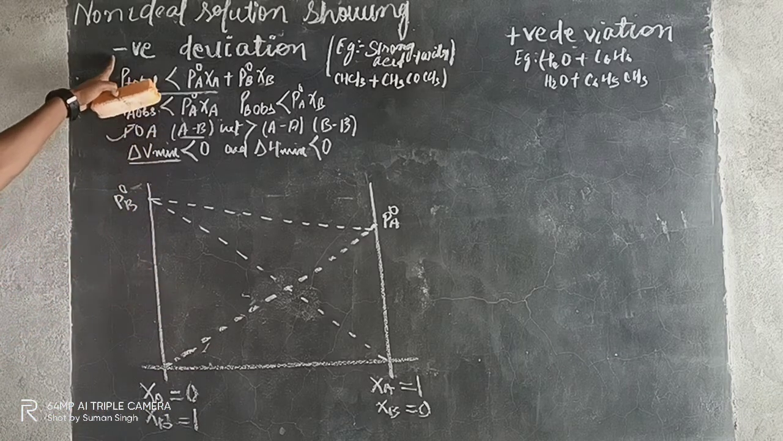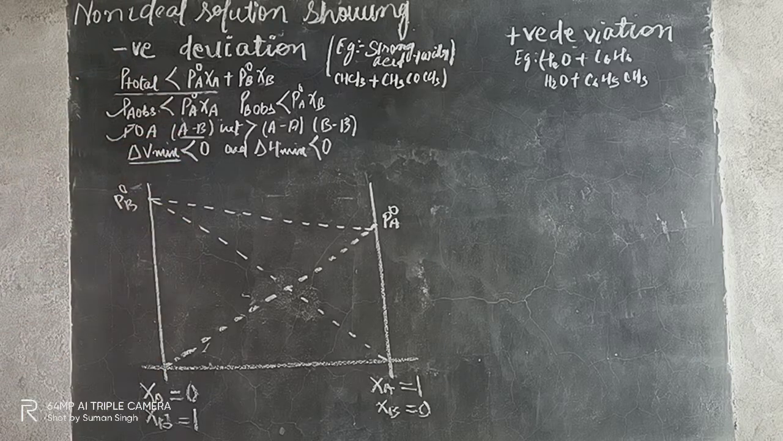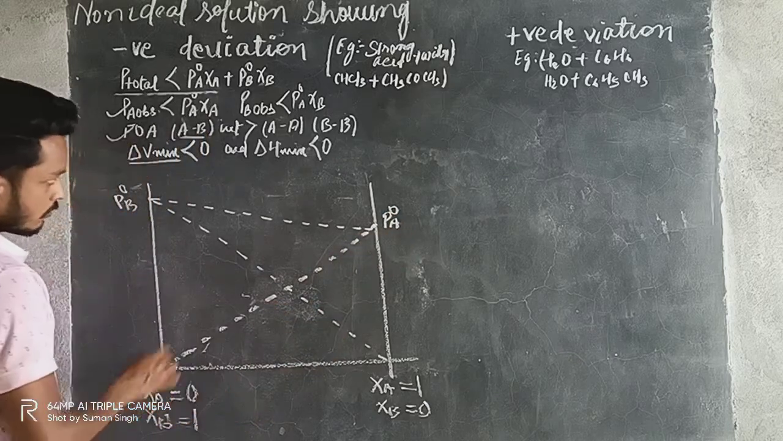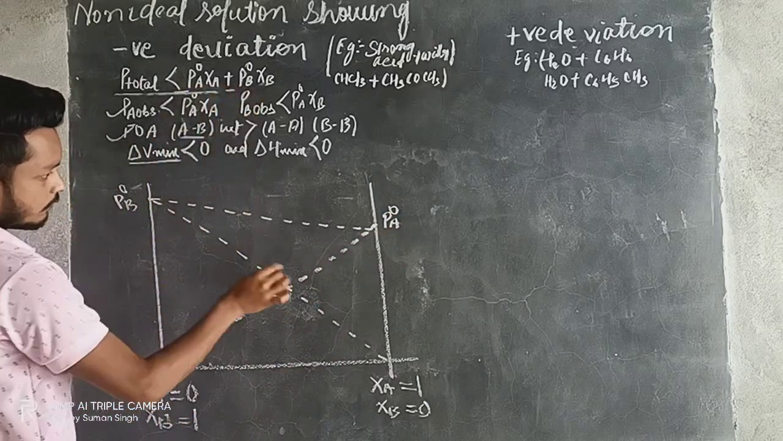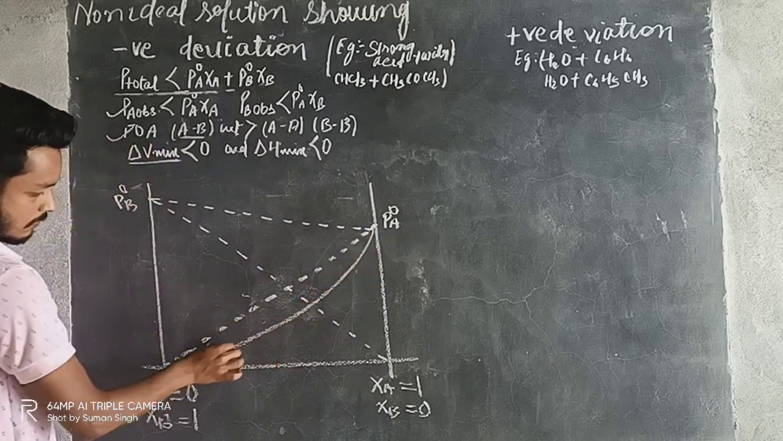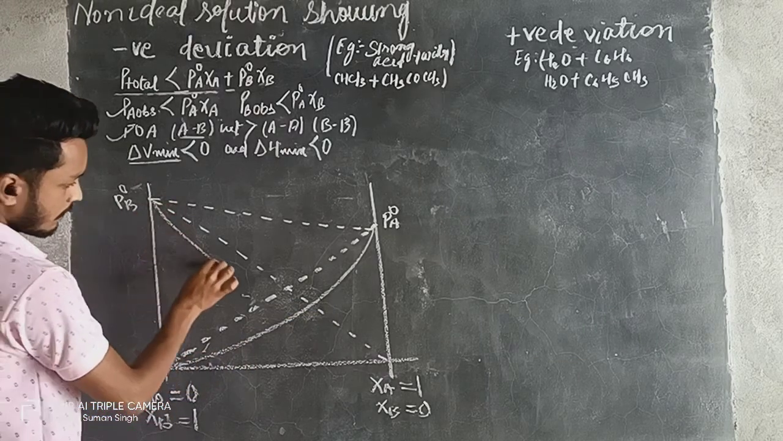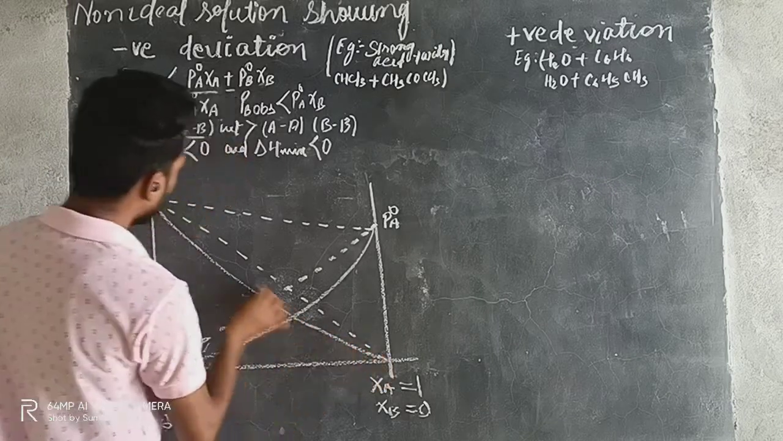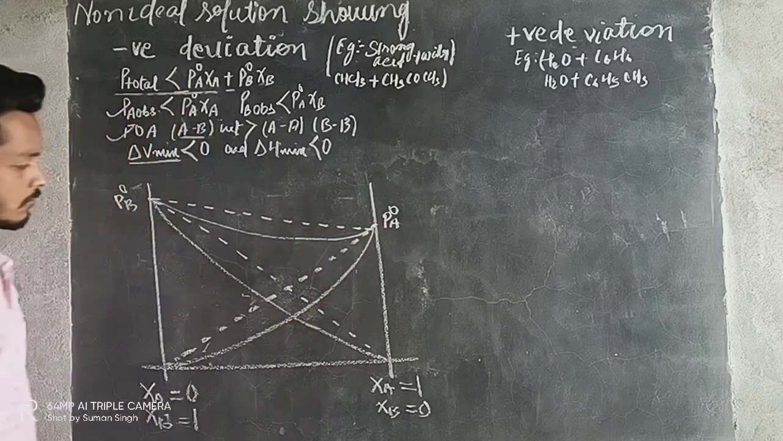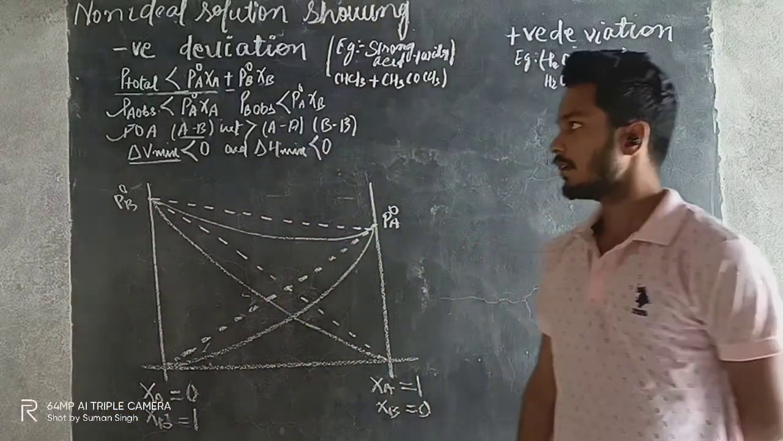But what we are discussing here is a non-ideal solution showing negative deviation. Negative deviation means now everything will decrease. Previously this was P naught A, right? Since everything is decreasing, the graph will be something like this. Here it will decrease a little, here also it will decrease like this, and here also it will decrease like this. How much it decreases will depend on the type of solution we have taken. So this is the graph of a non-ideal solution showing negative deviation.